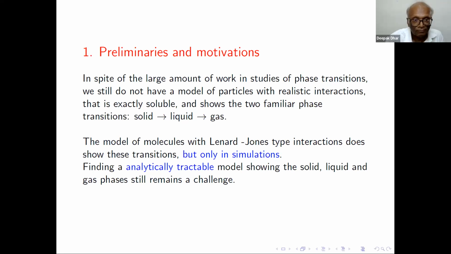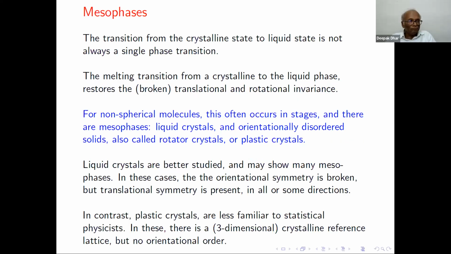Okay. So now coming to this idea that we would like to have a model which shows multiple phase transitions. One realizes that the transition from the crystalline state to the liquid state is not always a single phase transition. In many cases, the melting from crystalline to liquid phase occurs in stages. So in the crystal phase, there is a broken translational invariance. There is a periodic arrangement of the atoms.